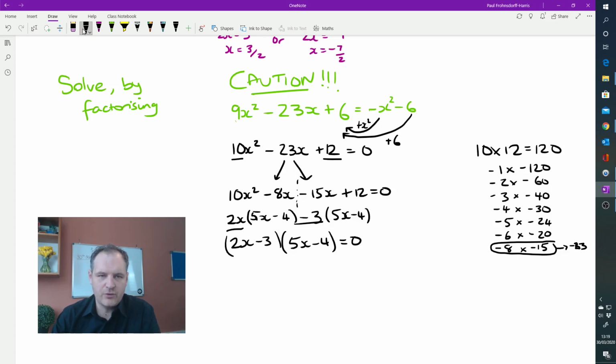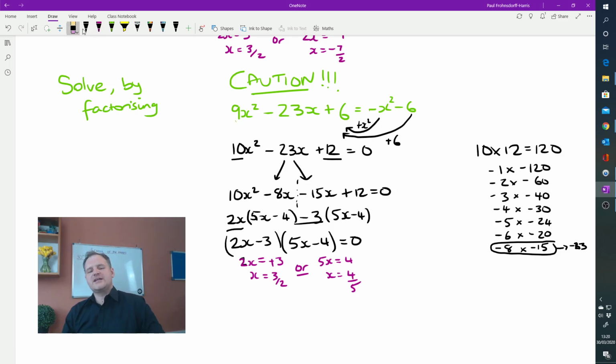This equals 0, so we're going to go back to our purple, which we use for solving. We've got 2x equals minus 3, plus 3, so x equals 3 over 2, or 5x equals 4, so x equals 4 over 5.